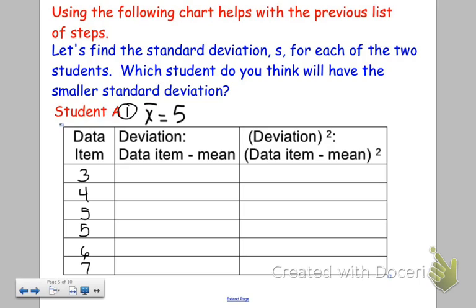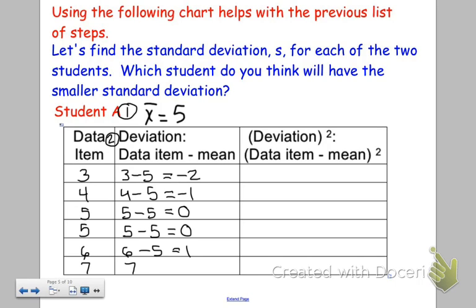Okay, step 2 is going to be to subtract our data item from our mean. So 3 minus 5 is negative 2. 4 minus 5 is negative 1. 5 minus 5 is 0. Another 5 minus 5 is 0. 6 minus 5 is 1. And 7 minus 5 is 2.